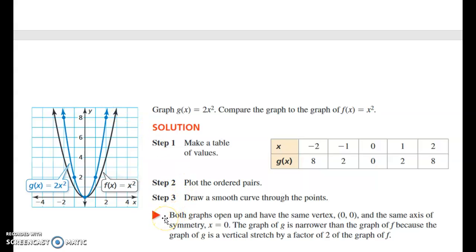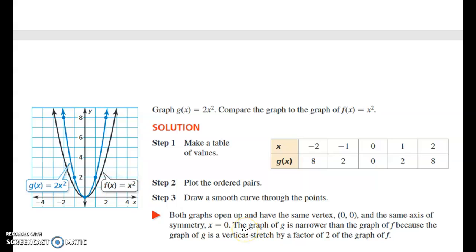It says both graphs are going to open up. I'm doing this because it says to compare them. Okay, so both graphs are opening up. They also have the same vertex, which is (0, 0), and the middle of them is the same. So the axis of symmetry is x equals 0 on both. And this x will always be the same number as the first number of the vertex.